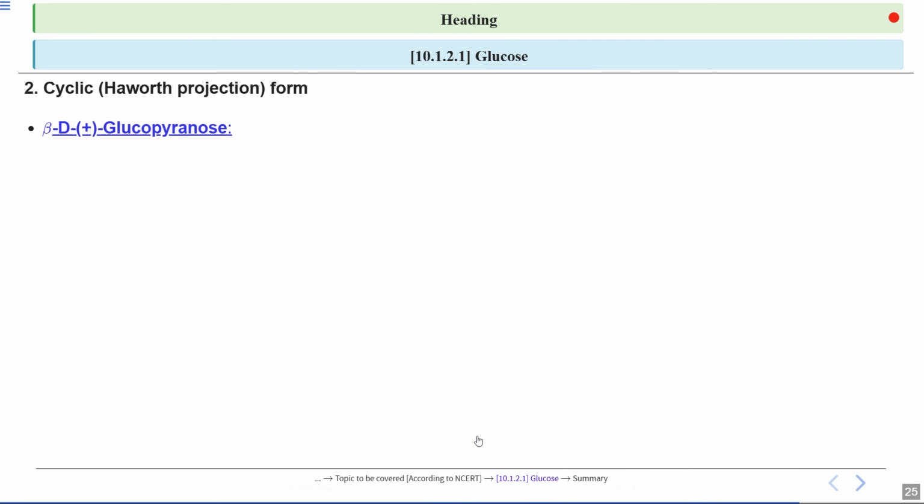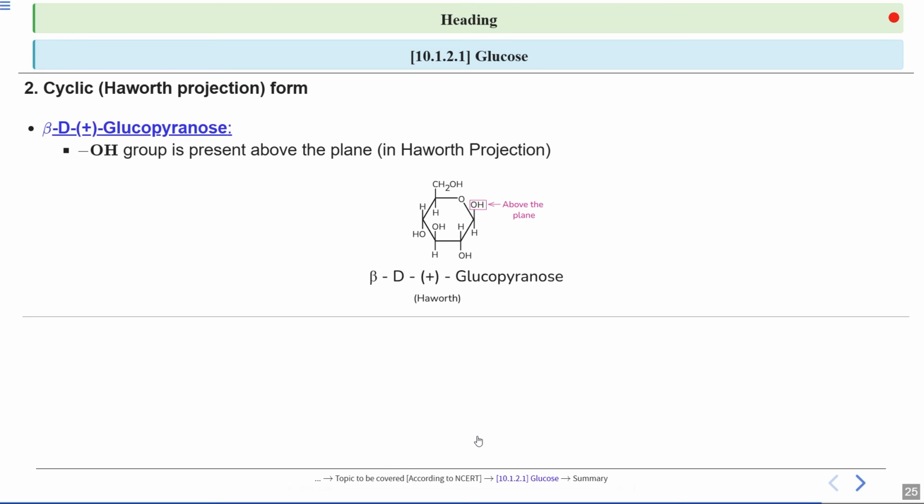Now if we talk about beta D-glucopyranose, then the OH group on the first carbon is positioned above the plane of the ring in the Haworth projection. This orientation is what makes it the beta form. You will see that this OH group in beta D-glucopyranose is above the plane in the Haworth projection.